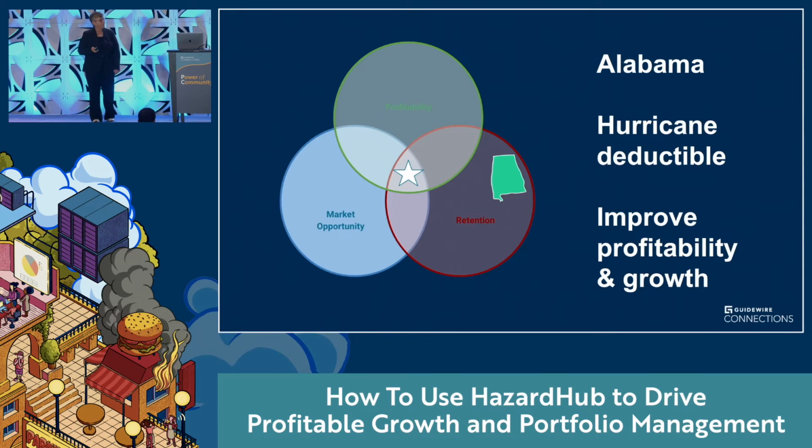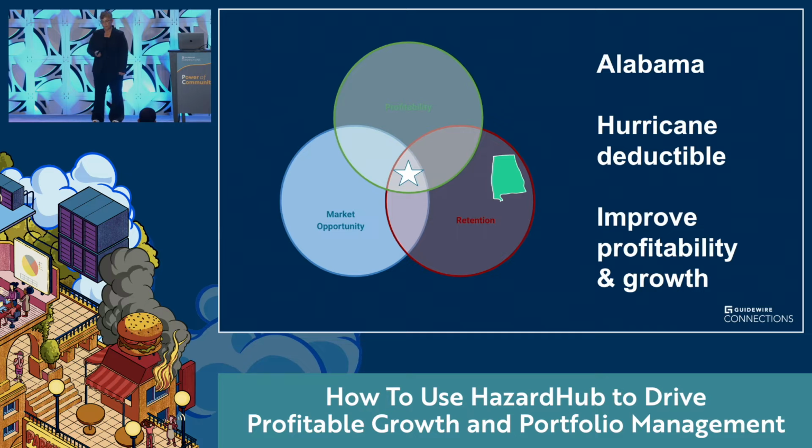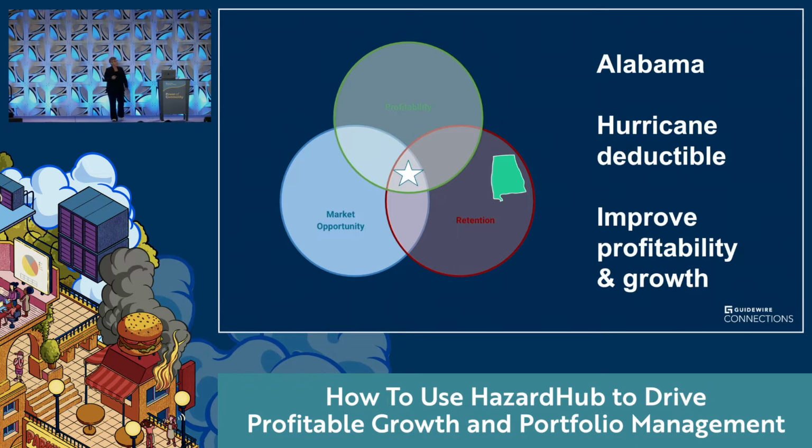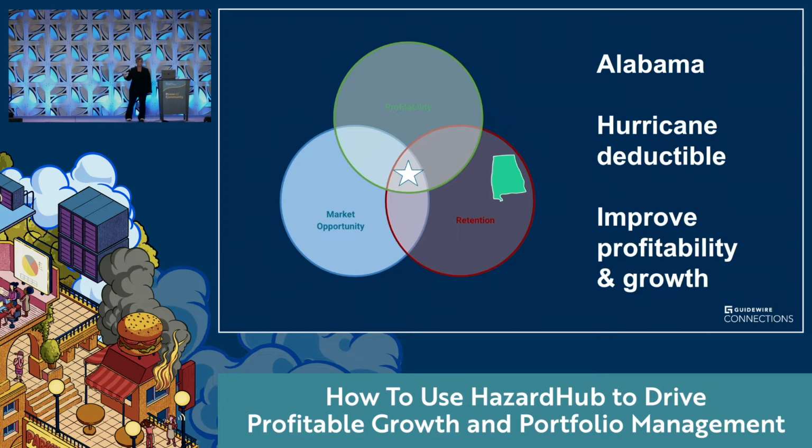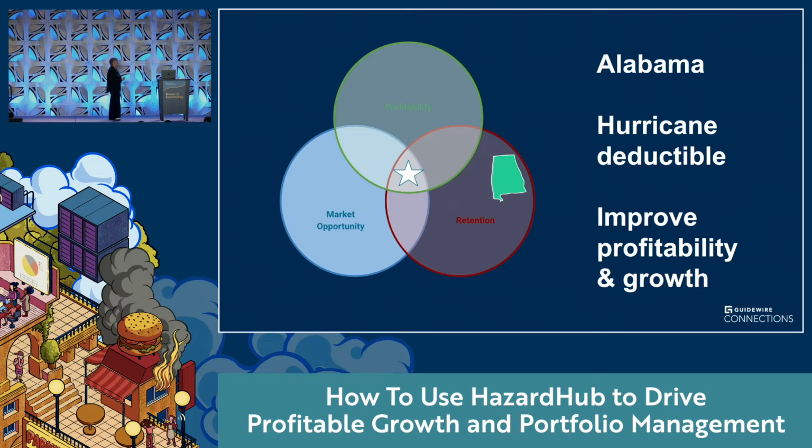Another example is Alabama. So in Alabama, we had great retention. We couldn't write any new business, and we weren't making money. And so we decided to use a split deductible. How many of you have ever heard of a split deductible? You kind of have this with your dentist. When you go to get a root canal, your deductible is a little bit higher than when you get your teeth cleaned. Kind of same thing with the peril insurance.